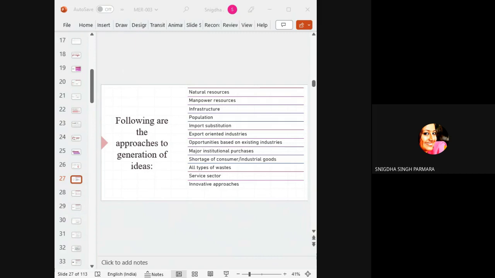Shortage of industrial or consumer goods. If you see that there is a short supply of a certain manufactured good, you can identify the reasons for such shortages and try to fill in the gap on your own. Again, the example that fits is the local manufacturers who entered into manufacturing masks or sanitizers during the COVID period. There was shortage of the good, and that gap was filled by them.